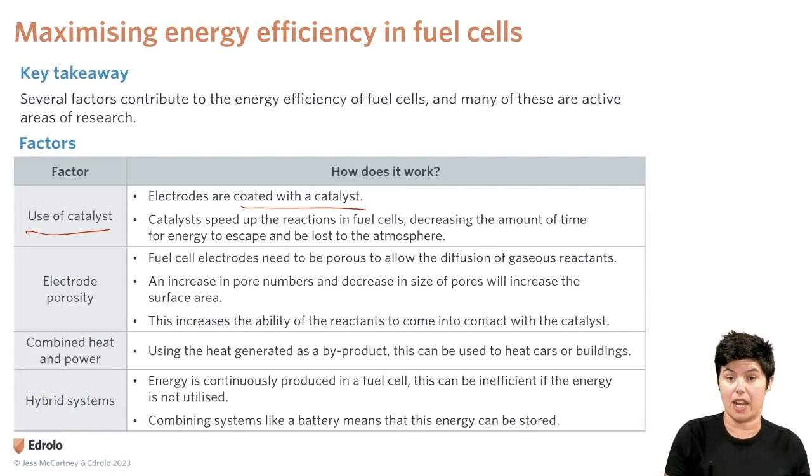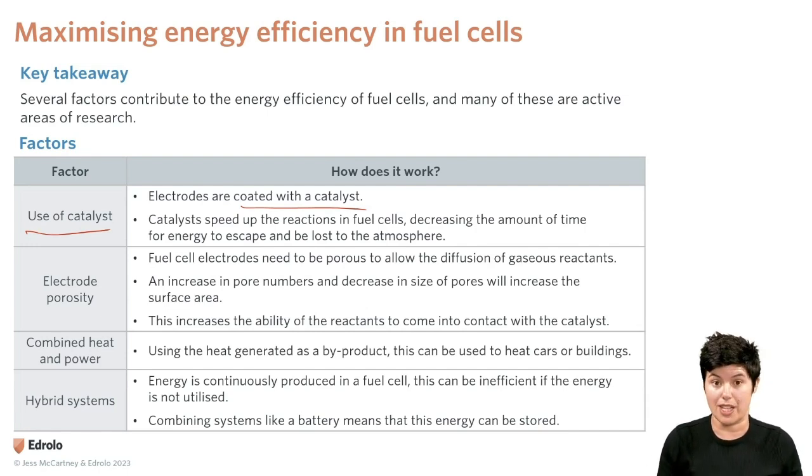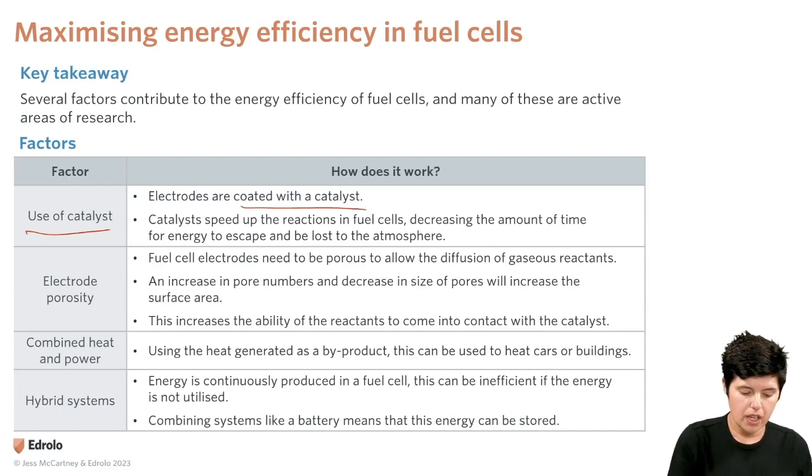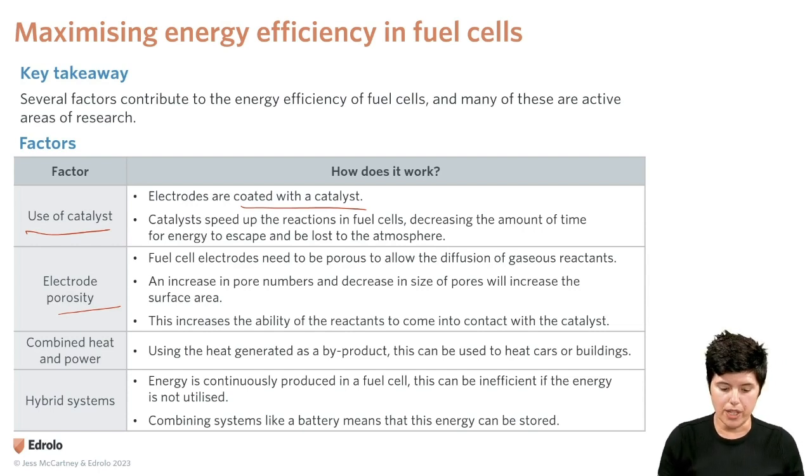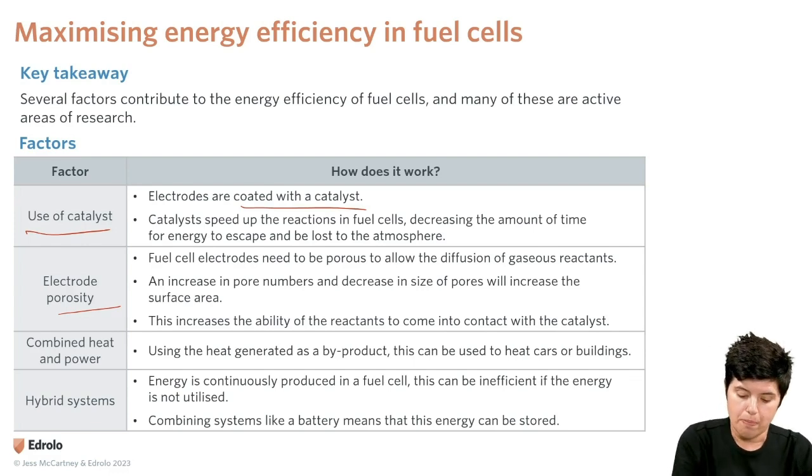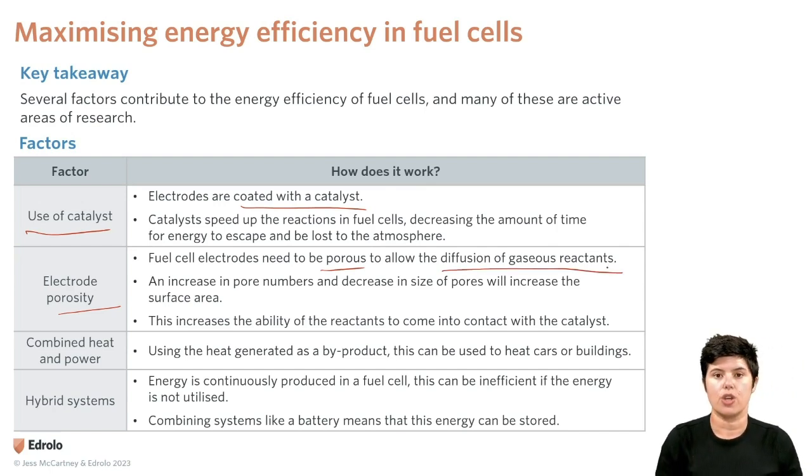So remember that the catalyst lowers the activation energy. So this allows those reactants, as they come in contact, to be able to proceed to the products, which then increases the efficiency of the fuel cell. Electrode porosity. So we know that electrodes in fuel cells have to be porous, but choosing the electrodes would depend on the fuel cell. Based on how porous it is would allow the diffusion of gases in the reactants. So depending on what reactants we are using will depend on how porous the electrode needs to be. So ensuring that we are selecting those electrodes carefully would increase that efficiency.